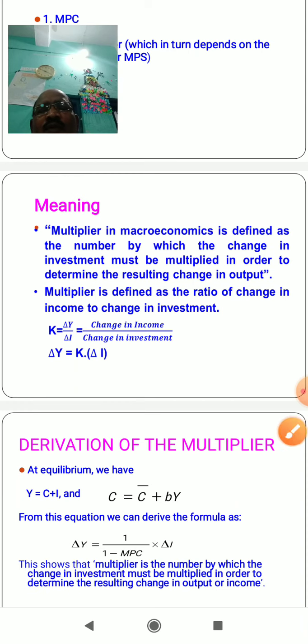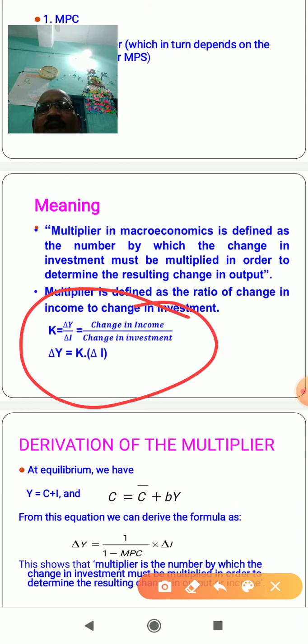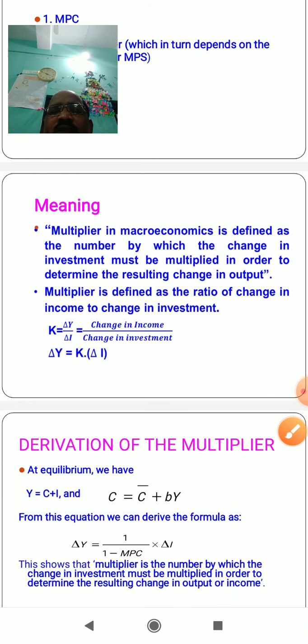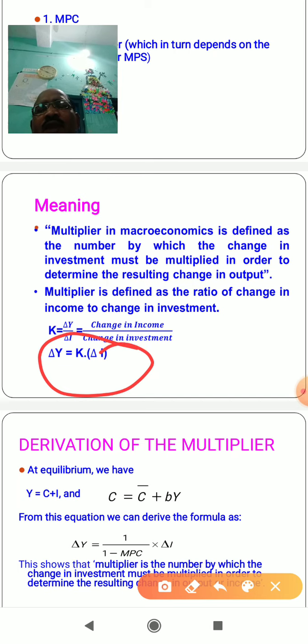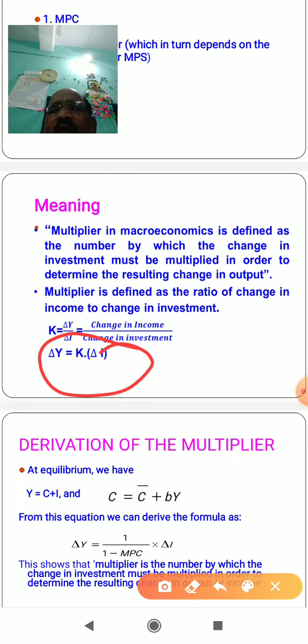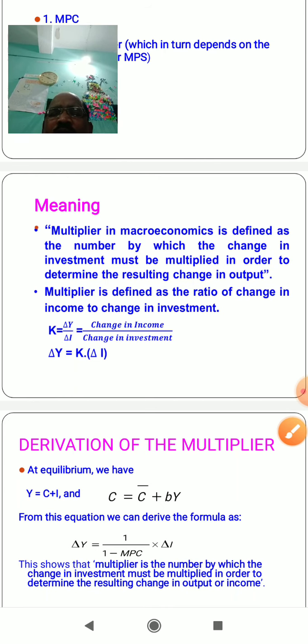K is equal to delta Y by delta I, or change in income divided by change in investment. That means delta Y is equal to K into delta I. Here K is the multiplier, delta Y is the change in income and delta I is the change in investment. How can you derive the multiplier?